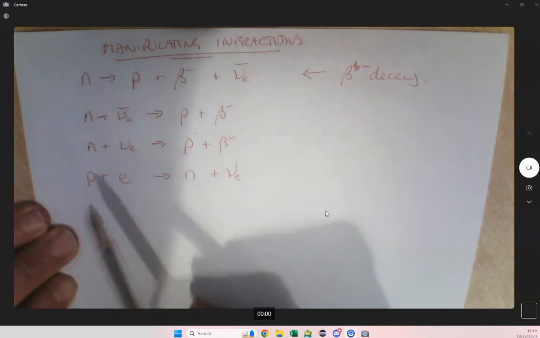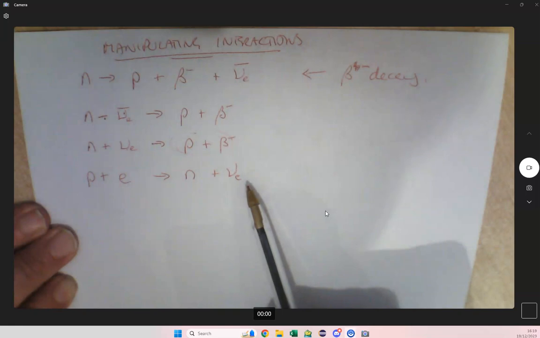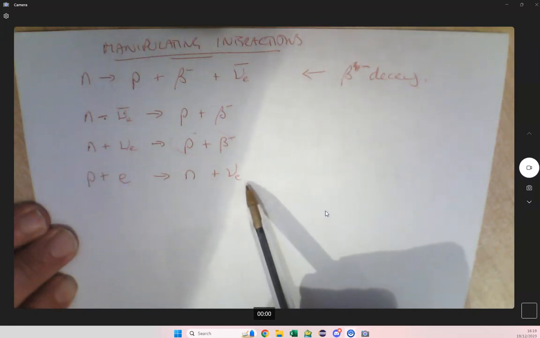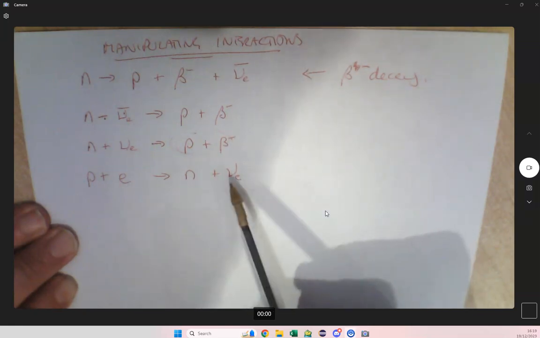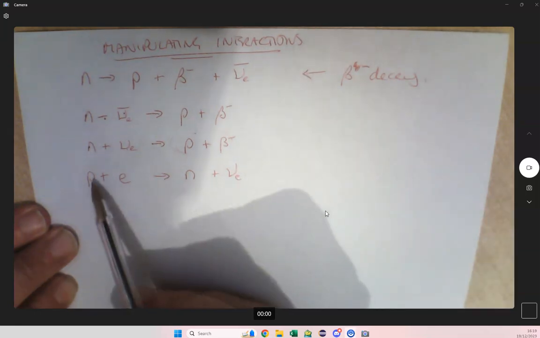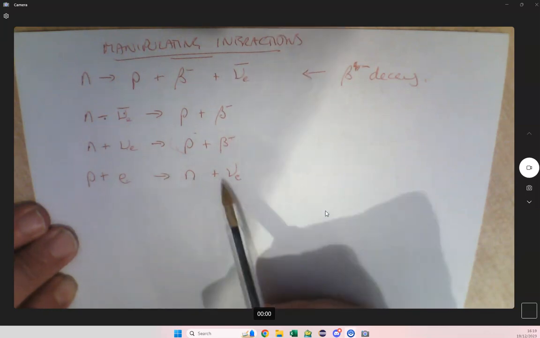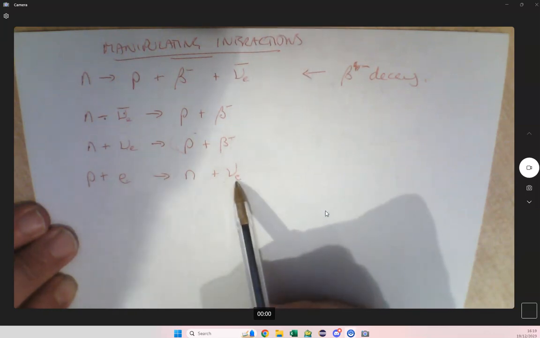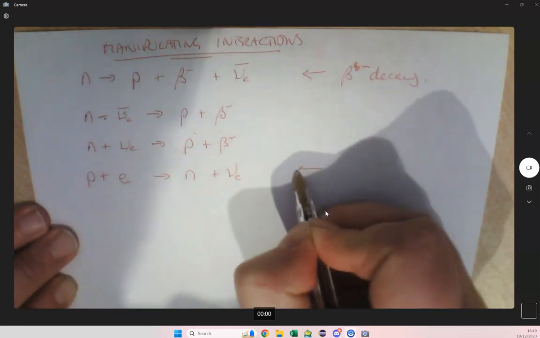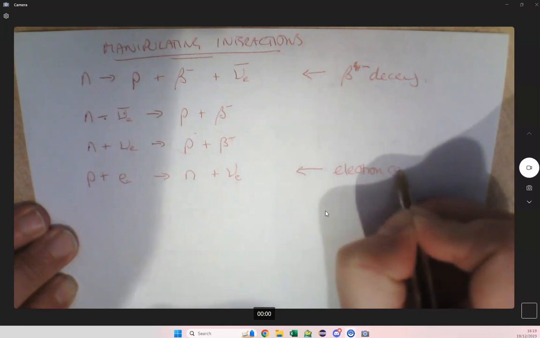So what I've got here then is just manipulating the equations, therefore still following all of the standard conservation laws. I've got a proton plus an electron gives me a neutron plus an electron neutrino. Hang on a minute, that's something we have to know about. That is called electron capture.